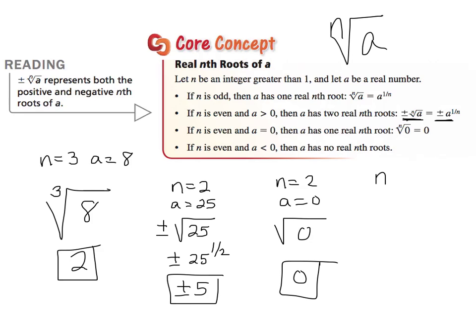But if n is any number you want and a is a negative number, you cannot take a root, an even root, of a negative number. This is what we're going to call imaginary numbers, which we're not going to talk about now. We'll talk about it later.